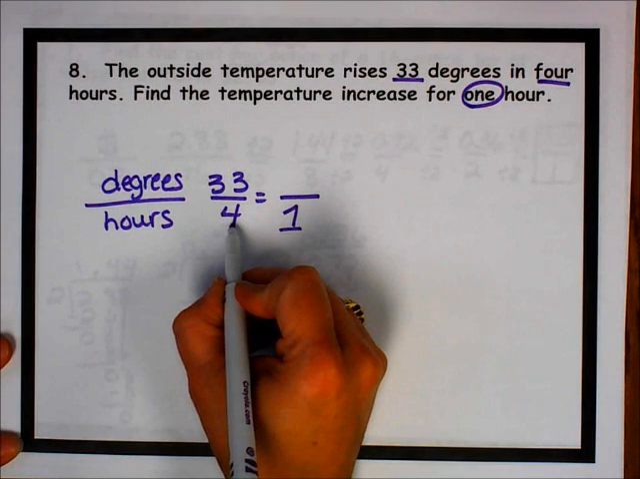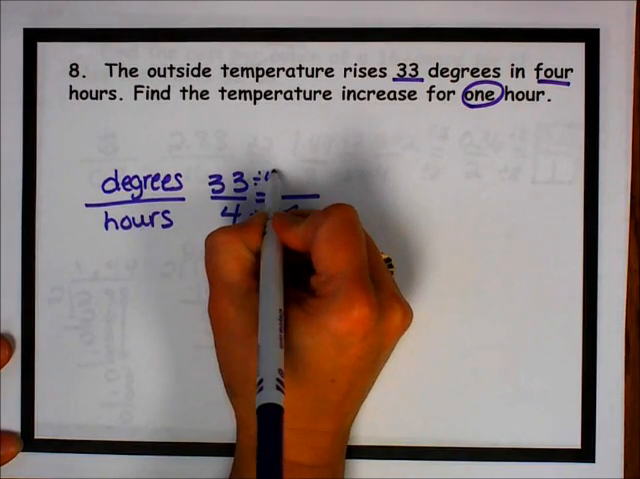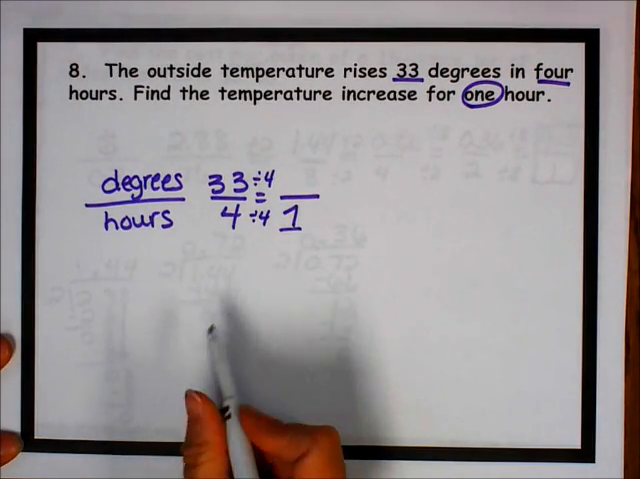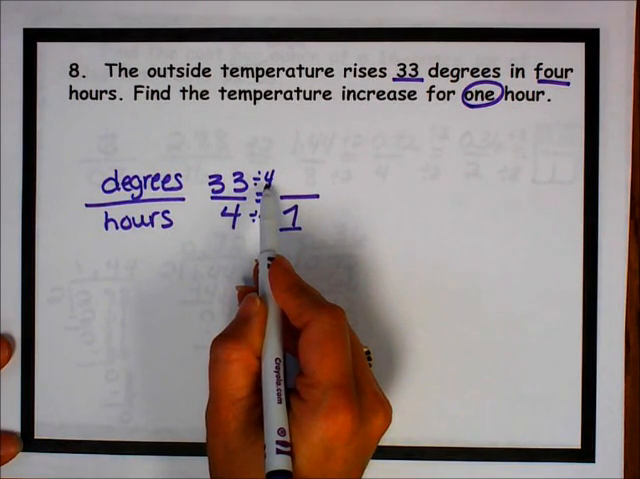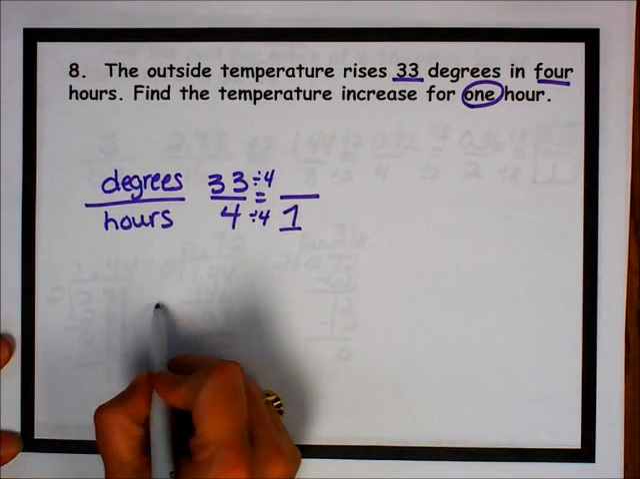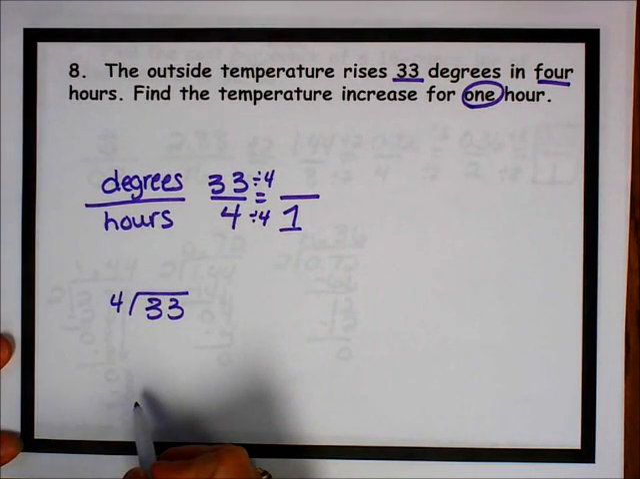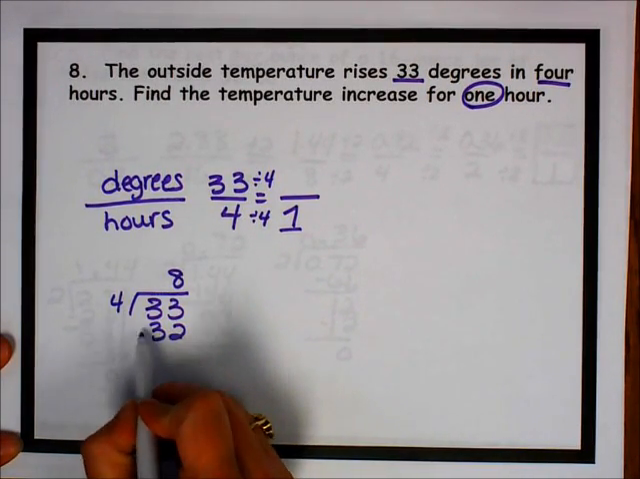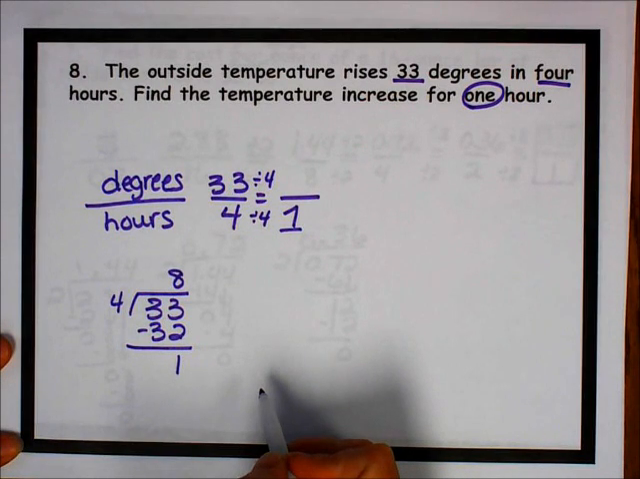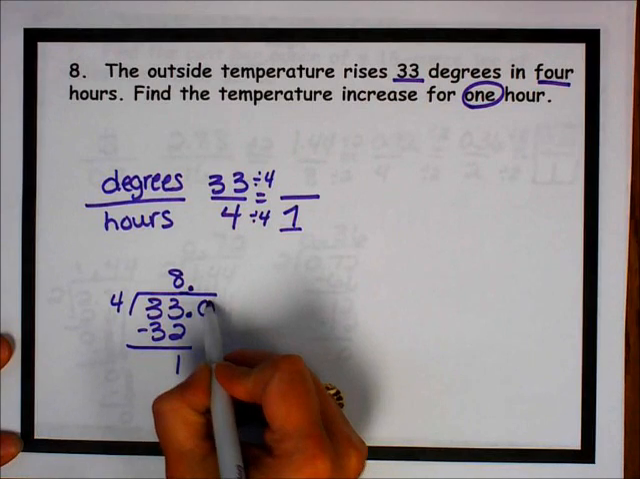So I ask myself, what do I do to get from 4 to 1? And you're correct. I'm going to divide by 4. Now some of you would say, well, you can't do 33 divided by 4. I can divide 33 by 4, but 4 will not divide evenly, so that's okay. We're going to have a decimal for an answer. So we're going to come to the margin and divide. We know that 4 divides into 33 8 times. 8 times 4 is 32, with 1 left over. Since I have a remainder, I'm going to add a decimal, bring it straight up, and add a 0.